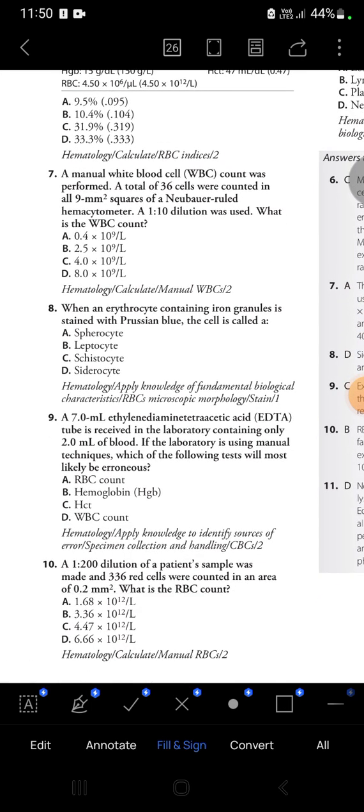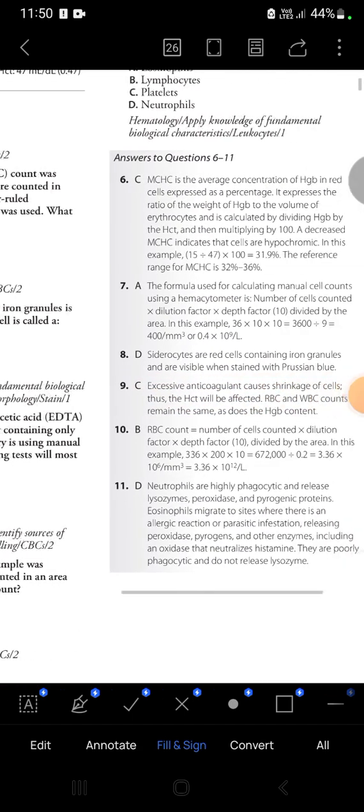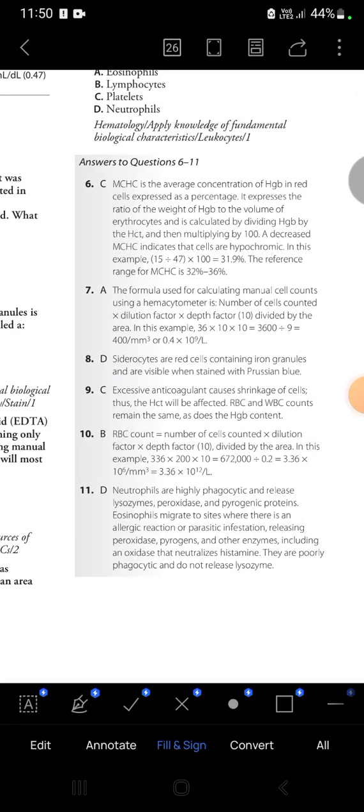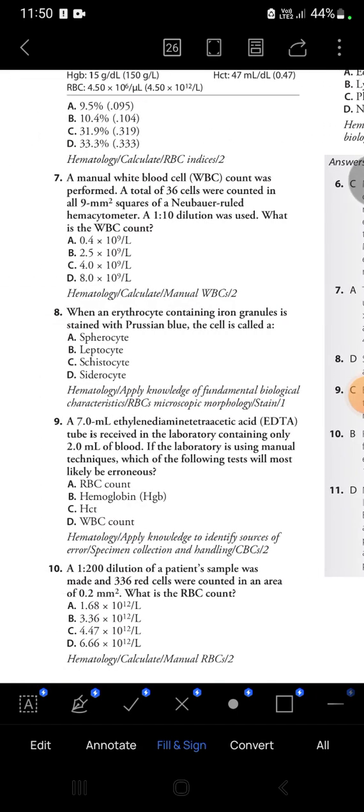When an erythrocyte containing iron granules is stained with Prussian blue, the cell is called a siderocyte. Siderocytes are red cells containing iron granules and are visible when stained with Prussian blue.